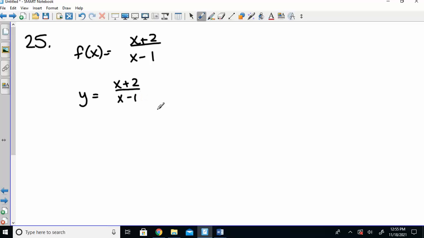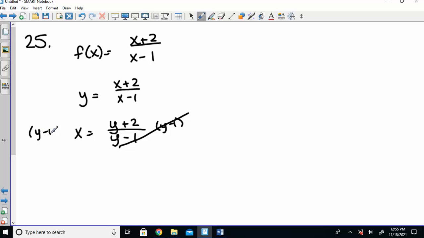So another inverse. The original function was x plus 2 over x minus 1. All right, so first change your f of x to a y. Switch your x and y. And then just like on the last one, we have to solve for y here.